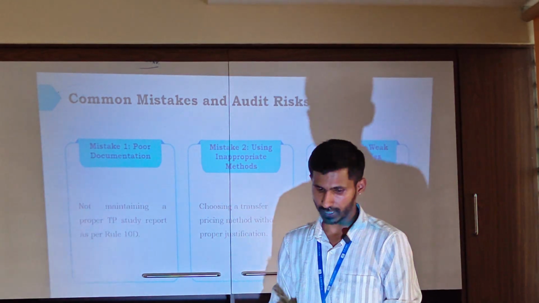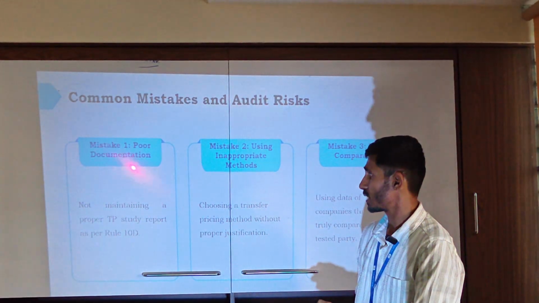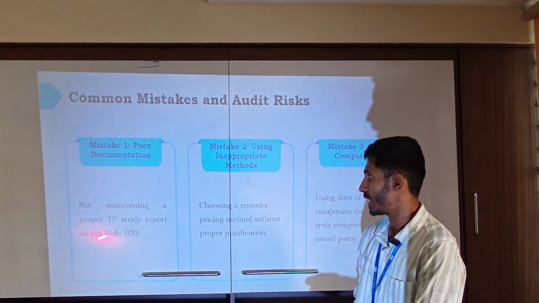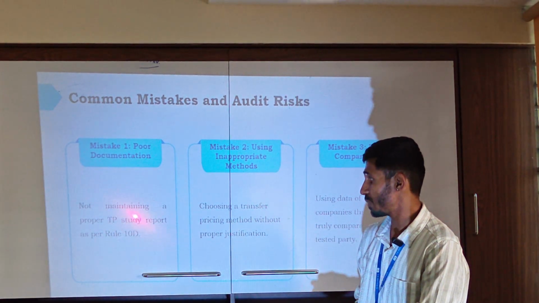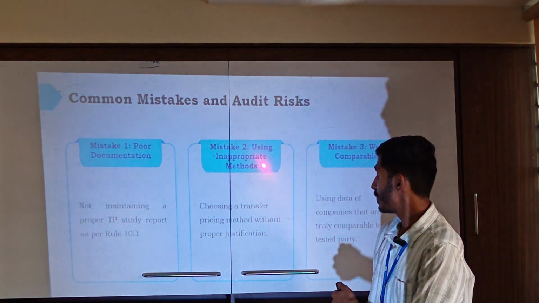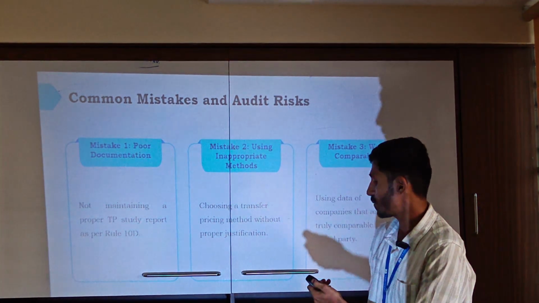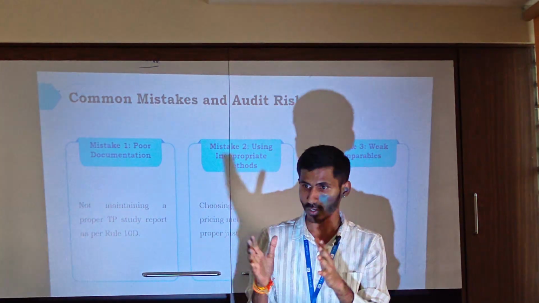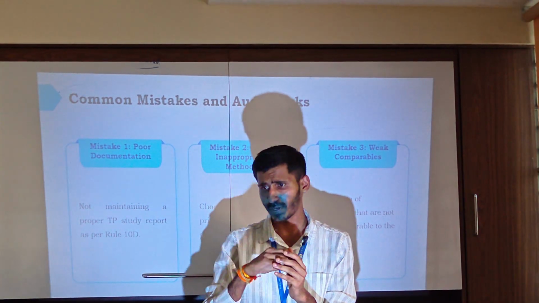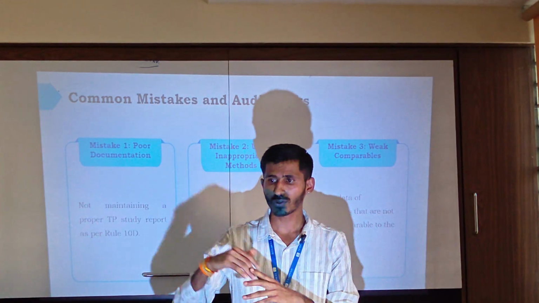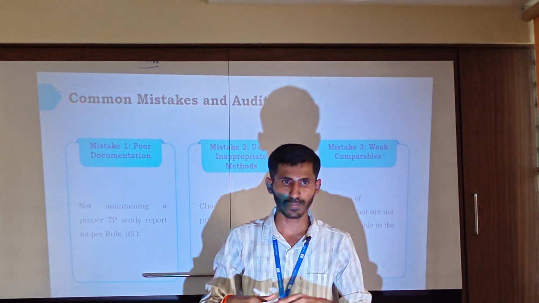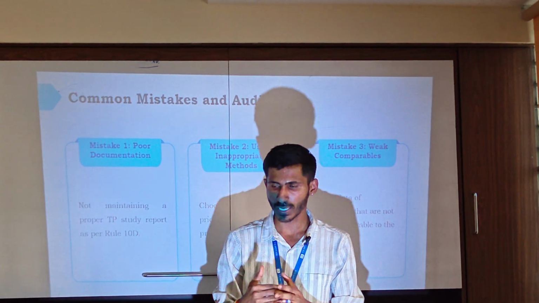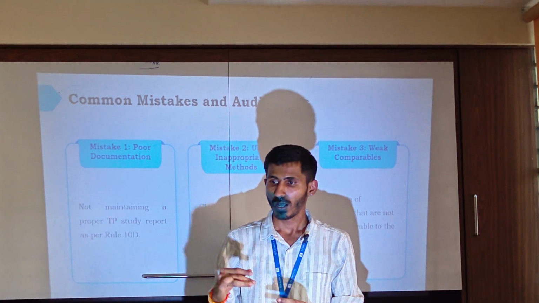Common mistakes and audit risk. What is the common mistake? Poor documentation. Not maintaining a TP study report as per Rule 10B. So, an entity must maintain a transfer pricing study report. And mistake 2 is using an inappropriate method. Here is a solid example, like Samsung India Limited and Samsung Korea Limited. Samsung India Limited has purchased goods from Samsung Korea Limited and resold them at $6,000, as we have seen in the previous slides. Now, while doing the transfer pricing report, we have taken the cost plus method.